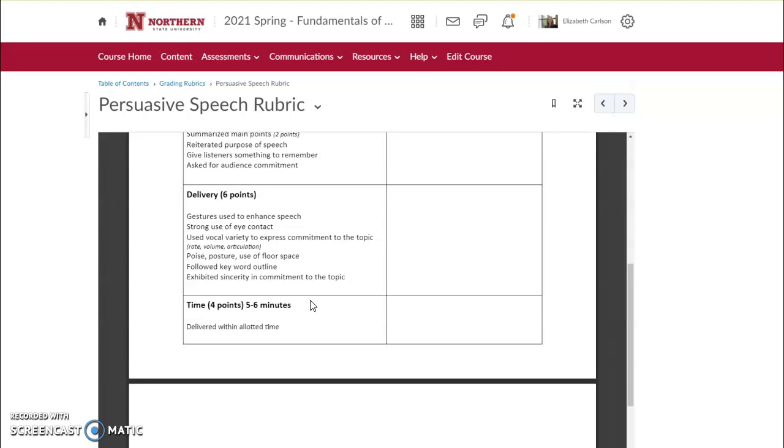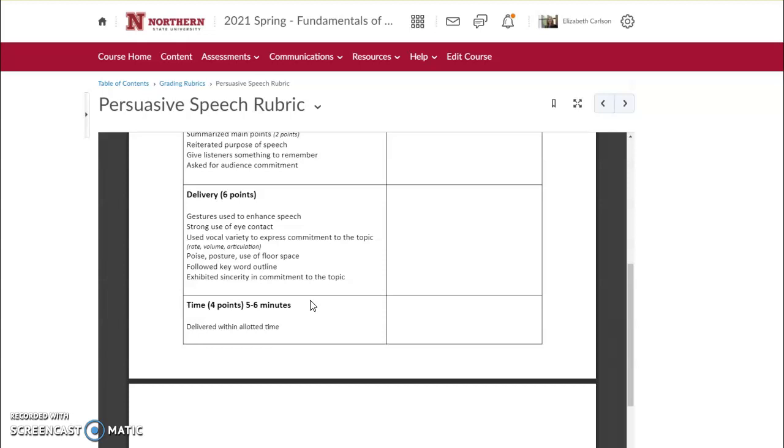So much of your persuadability is within your nonverbal elements. How you speak. How you feel about the topic is how your listener is going to feel about the topic. Poise, posture, use of floor space. Be sure your nonverbals are showing confidence and sincerity. Followed keyword outline and exhibited a sincere commitment to the topic. Please make sure this topic matters to you. You will inherently be persuasive if you care about what you are discussing.